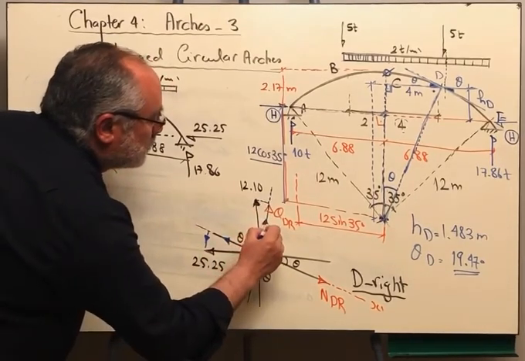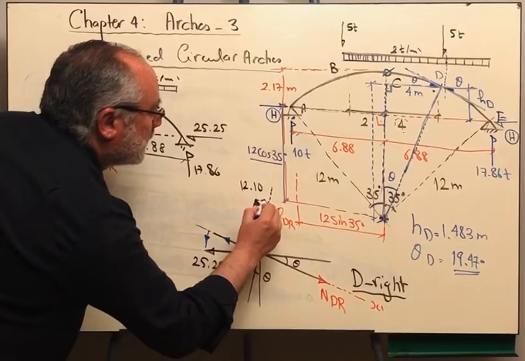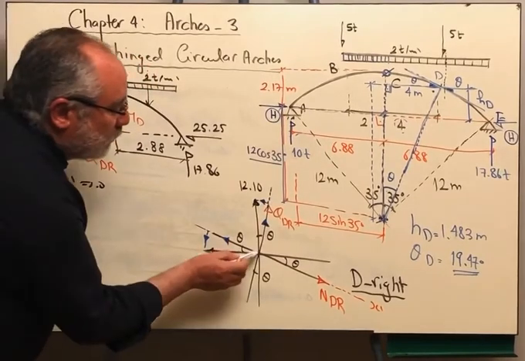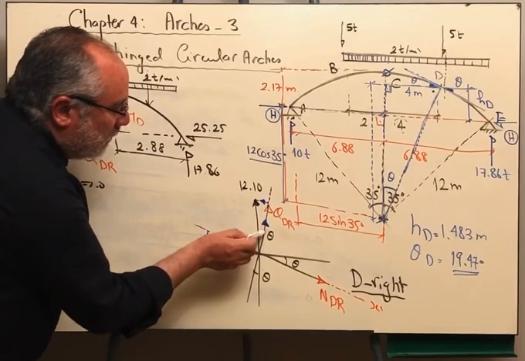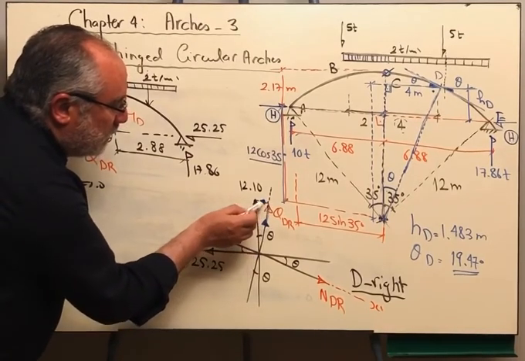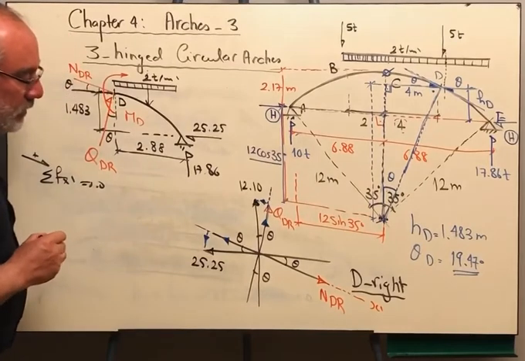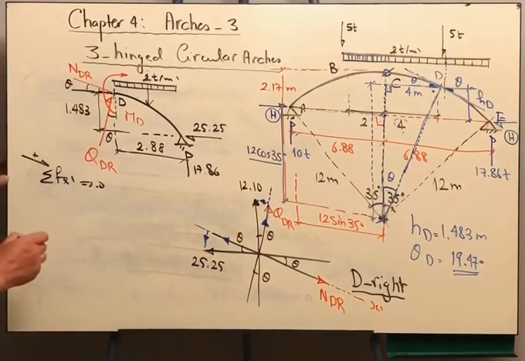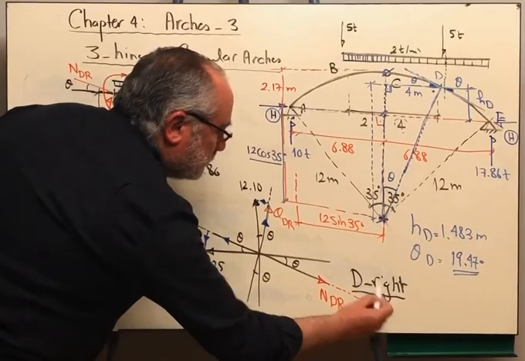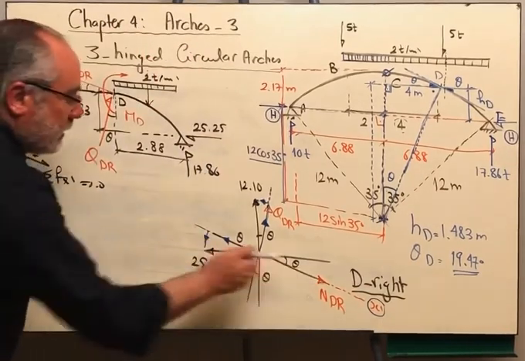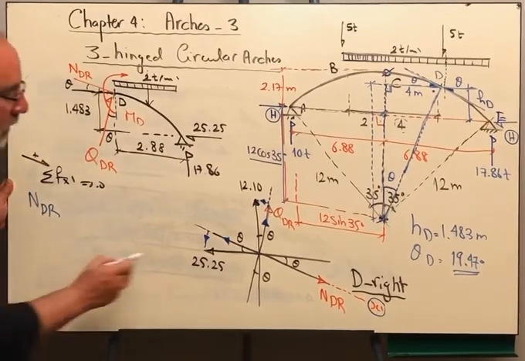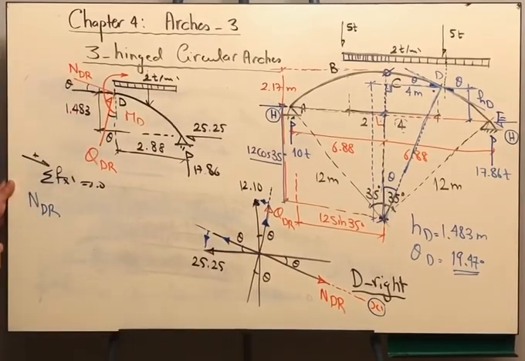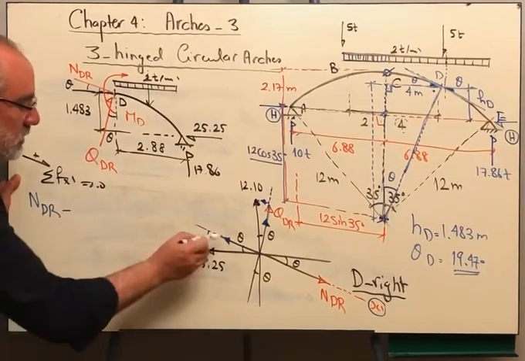We can resolve it in this direction and in this direction as well. Because instead of moving along this vertical line, we are going to move along this inclined line and then perpendicular to it like that. Okay? So let me write, in the x prime direction, I will be summing the forces. I am having N_DR, and then the component of the 25.25 in this direction will be negative because it is opposite.